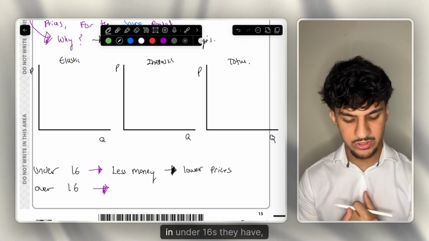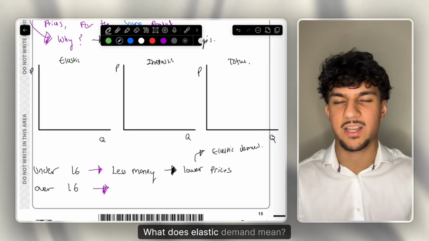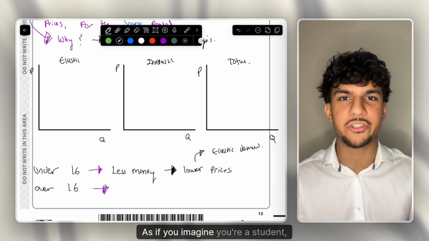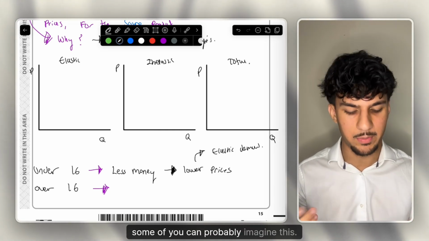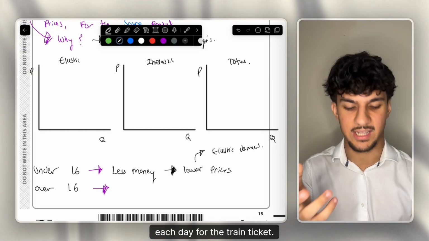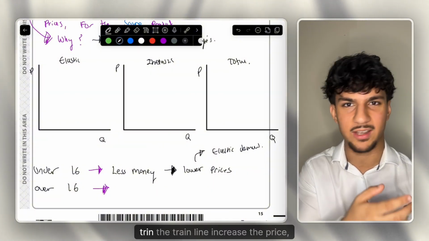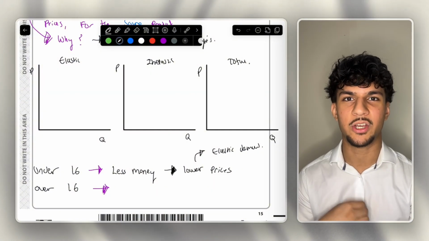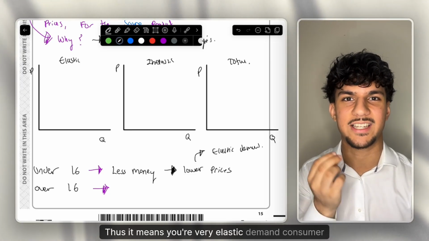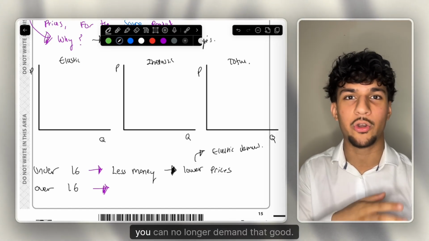For example, under 16s 100% have elastic demand. And what does elastic demand mean? It means consumers are very responsive to changes in price. Imagine you're a student, some of you can probably imagine this. Your parents give you £2.30 each day for the train ticket. Now, if one day that train ticket went up to £2.50 since the train line increased the price, you literally only have £2.30. Thus, you're a very elastic demand consumer, since with any increase in price, you can no longer demand that good.